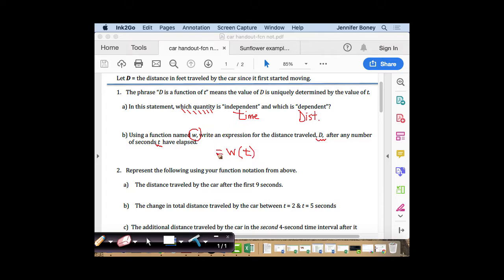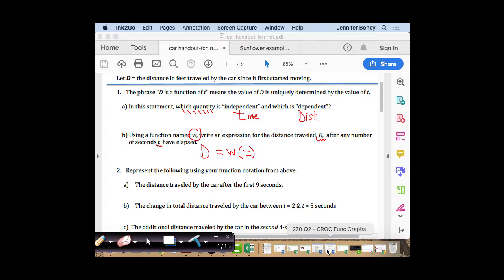So I could say that D equals W of T. This is how those three symbols go together. D is the name of the dependent quantity, the symbol that we use for it. T is the symbol that we use for the independent quantity, and W is the name of the relationship between them. So D equals W of T. If I want to use function notation to describe things, I'm not going to use D of T. W is the relationship. So W of something or W of T would explain dependent variable values in general.